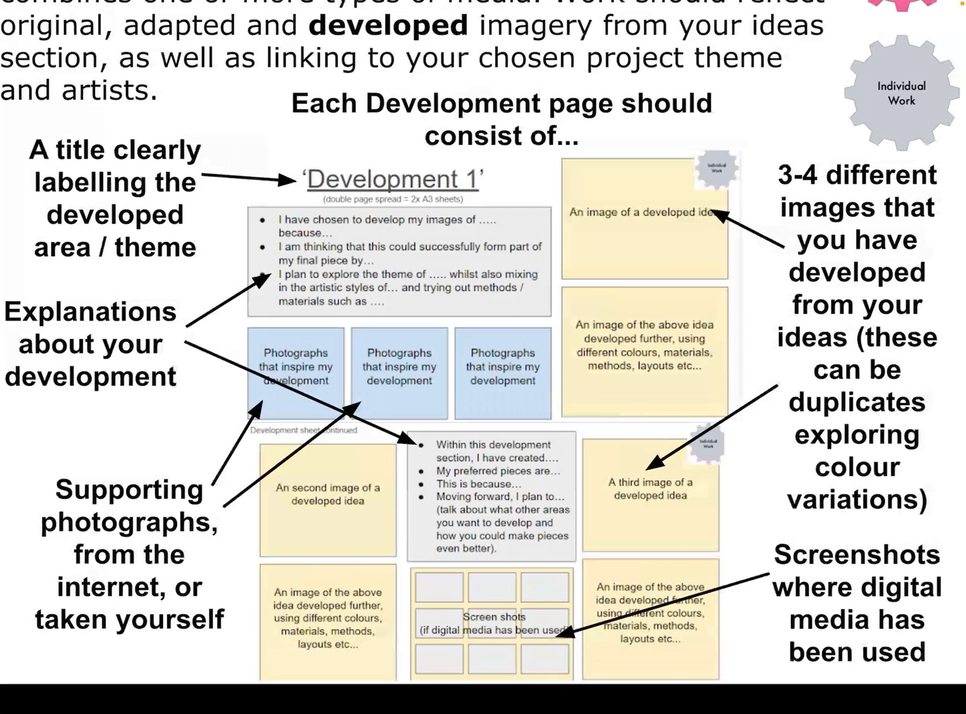Explanations would be good. So supporting photographs may be taken from the internet, maybe some different artists might be quite good. Maybe 3 or 4 different images that you've developed from those ideas. They can be duplicates using colour variations. So if you've got one picture and you change the colour of the object or the person or the background, that could be a way of doing it.